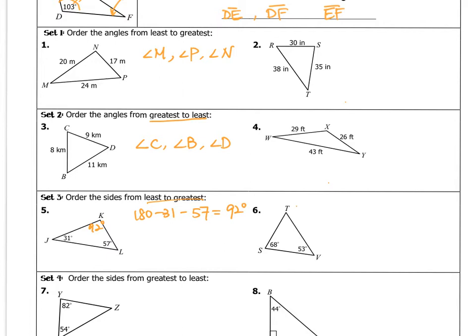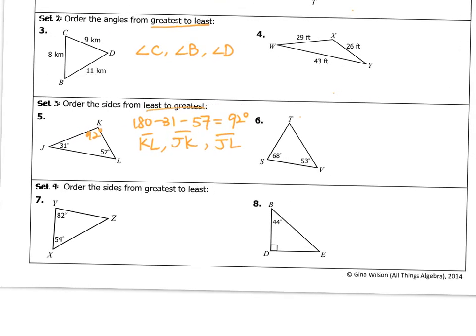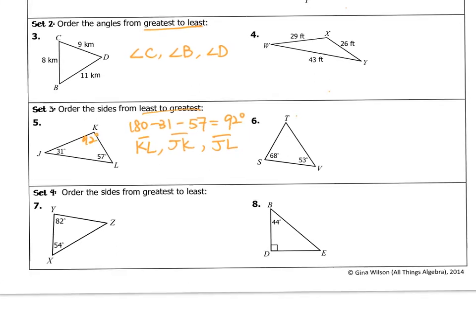And so if I go from the least, I have to go from 31 to 57. So that would be KL, JK, and JL. Is that right? Check my calculation again. I'm a little insecure about that. I think that's about it. The rest of them are all pretty much exactly the same. This is not a challenging unit at all. Okay, so work it through, and then we will work on the Hinge theorem later.